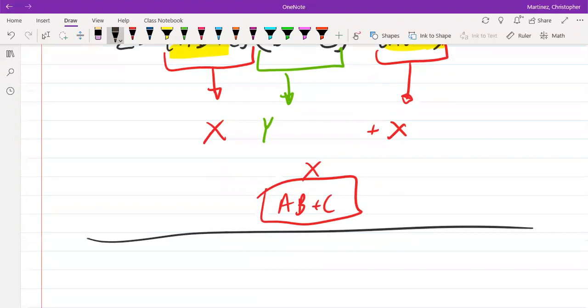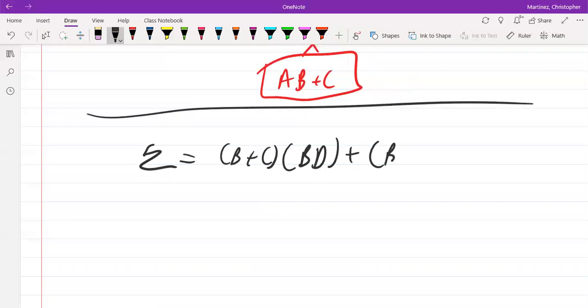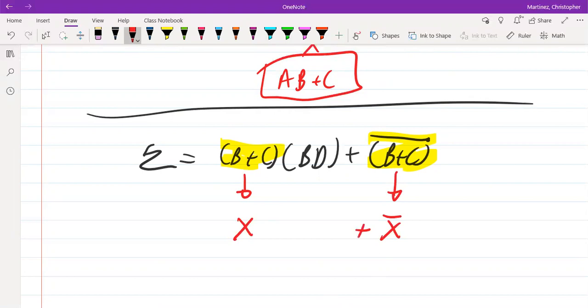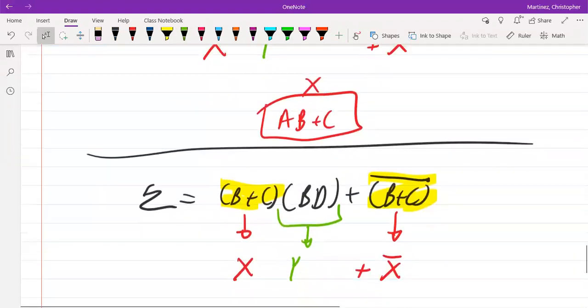Okay, let's do one more. Let's say we have Z is B plus C, BD, plus B plus C bar. All right, so I'm going to look at B plus C, and I got a B plus C bar. So I'm going to take this as being X, and that one as being X bar. And the BD, that would be Y. Okay, so I got XY plus X bar. All right.